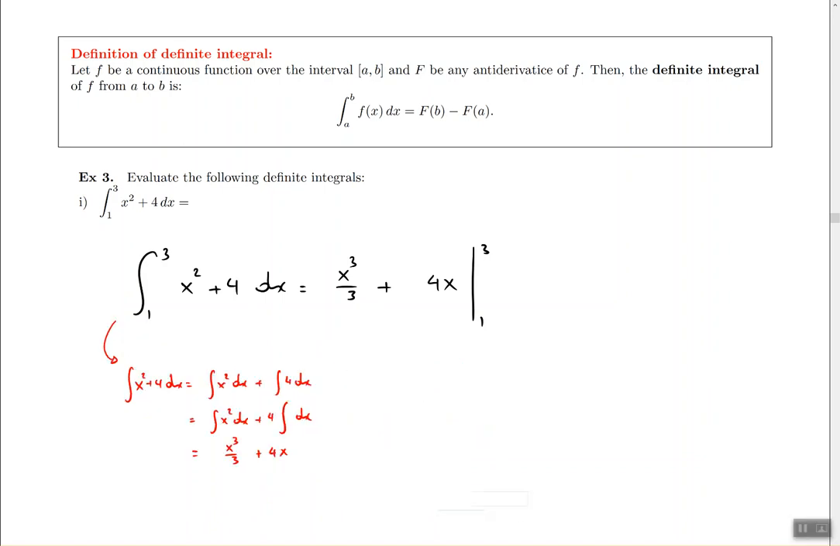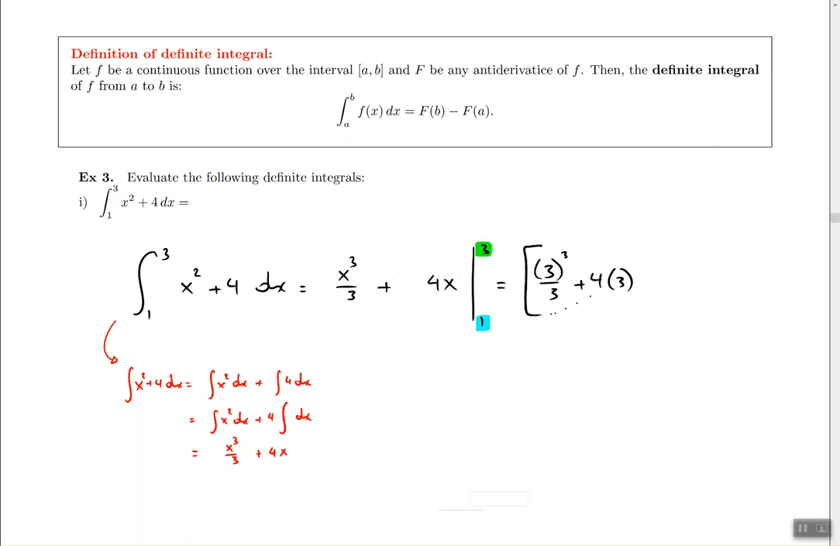Now, once you do that, what are you expected to do next? Well, you are expected to plug in the upper bound, then the lower bound. So the lower bound is 1, and the upper bound is 3. You start with the upper bound and plug it into all the x's that you're seeing. So we're going to go 3 cubed divided by 3 plus 4 multiplied by 3.